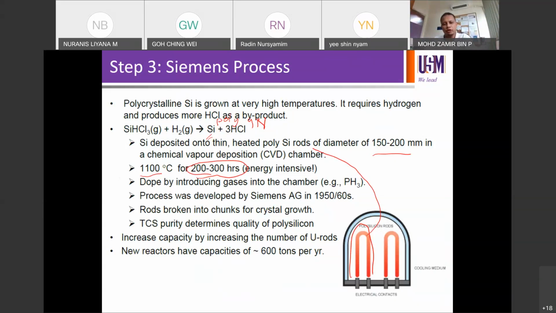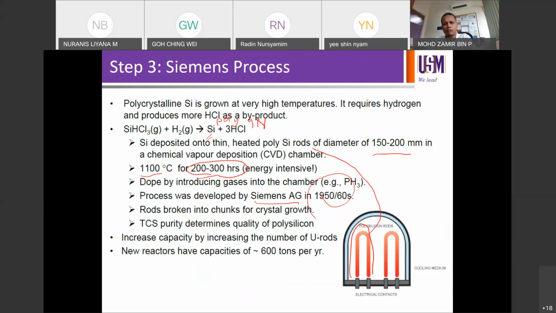If you put that into perspective, for 1 kilo of silicon you already need about 14 kilowatt hour of energy, of electricity, if you like. Then just imagine 1100 degrees C, 200 to 300 hours, hundreds of tons of silicon to be produced. So it's a lot, right? The process was first developed by Siemens, so that's why it's called the Siemens process. It's been running for like 70 years already, so it's still running this process.